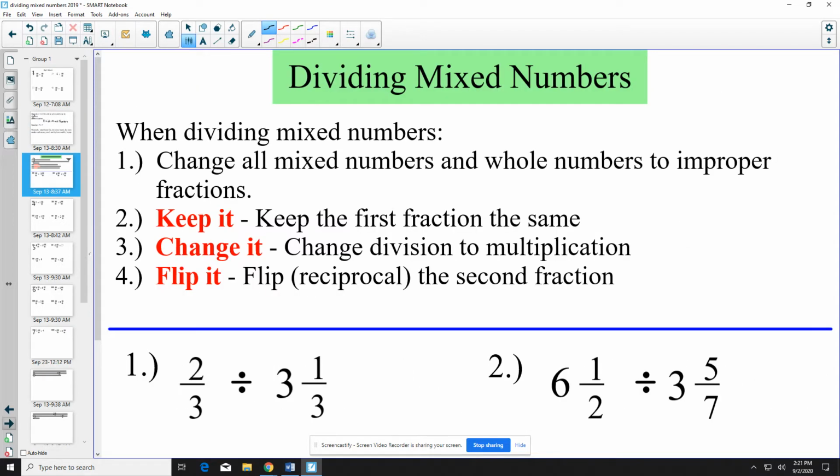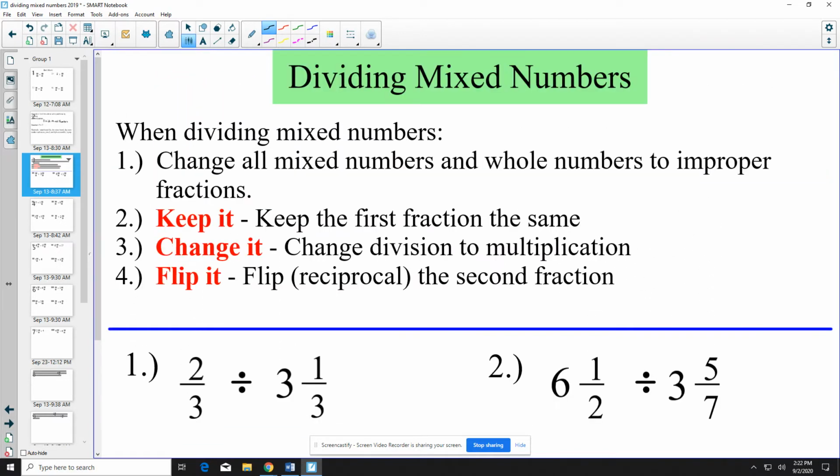Okay, so today when we divide mixed numbers, we're going to change all our mixed numbers to improper fractions. And then when we divide, we're going to keep it, change it, flip it, just like when we divided fractions. Remember last week we divided fractions and we did keep, change, flip. The only difference today with dividing mixed numbers is first we have to make our mixed numbers improper.